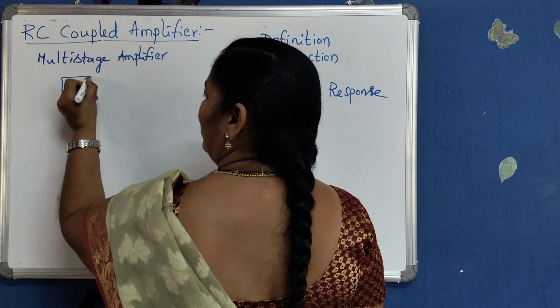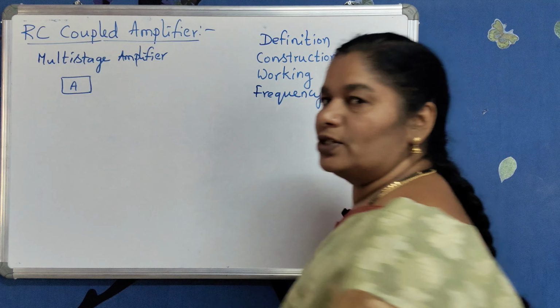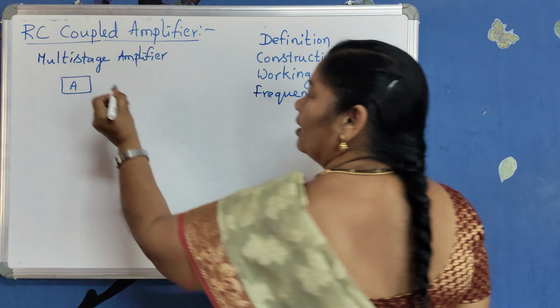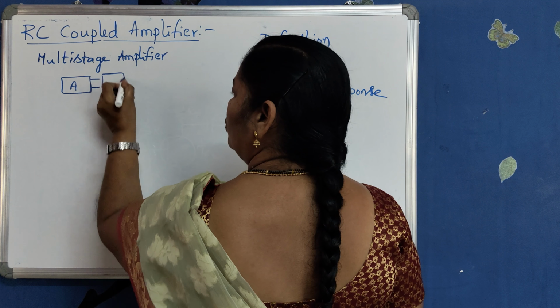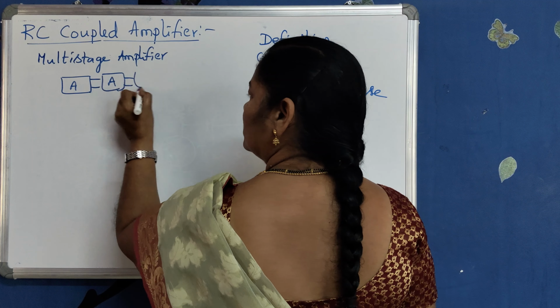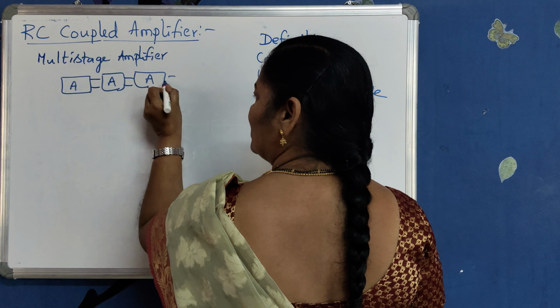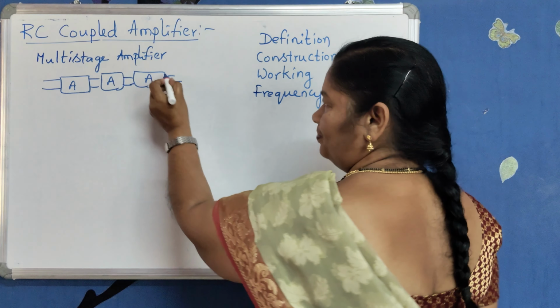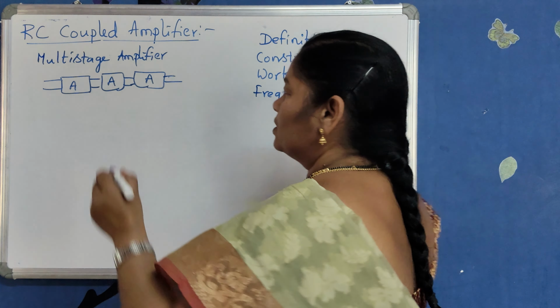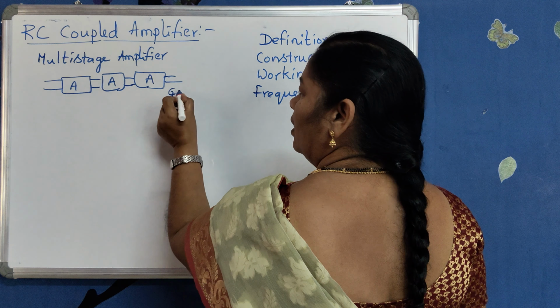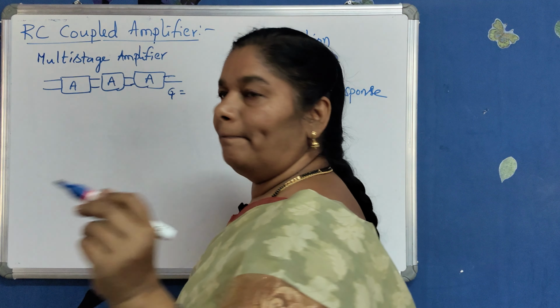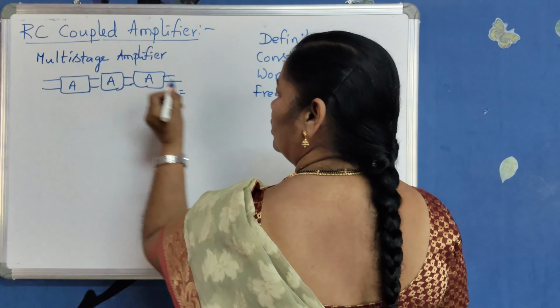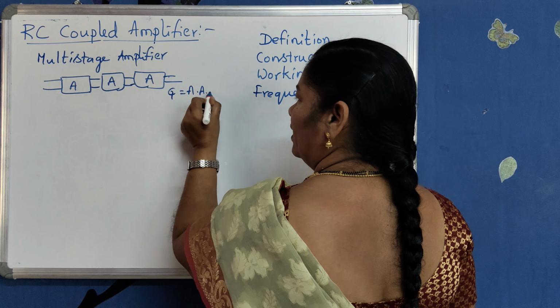When the gain of one amplifier is not enough, then we have to take two or more amplifiers and they can be cascaded. Cascaded means they can be connected like this, in this way. Then the total gain will be the product of all the individual gains.